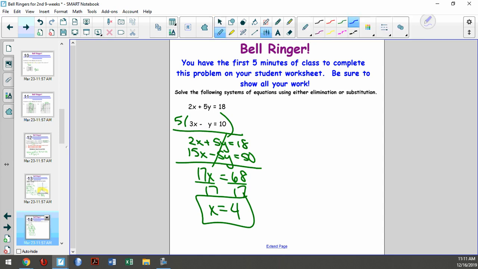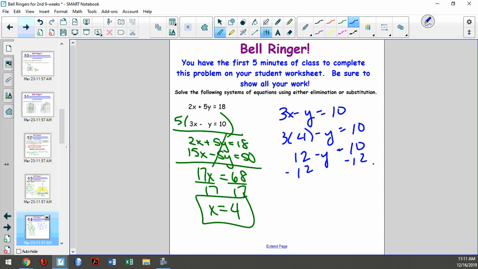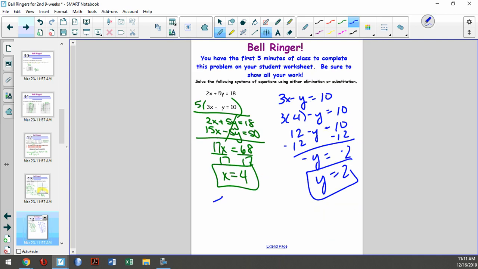Doesn't matter which one you plug in. I'm going to use the bottom one because it's a 1y. So that's going to be 3 times 4 minus y is equal to 10. 12 minus y is equal to 10. Subtract the 12. Negative y is equal to negative 2, so y is equal to positive 2. So what is your POI? 4, 2. Do we all remember us doing that?